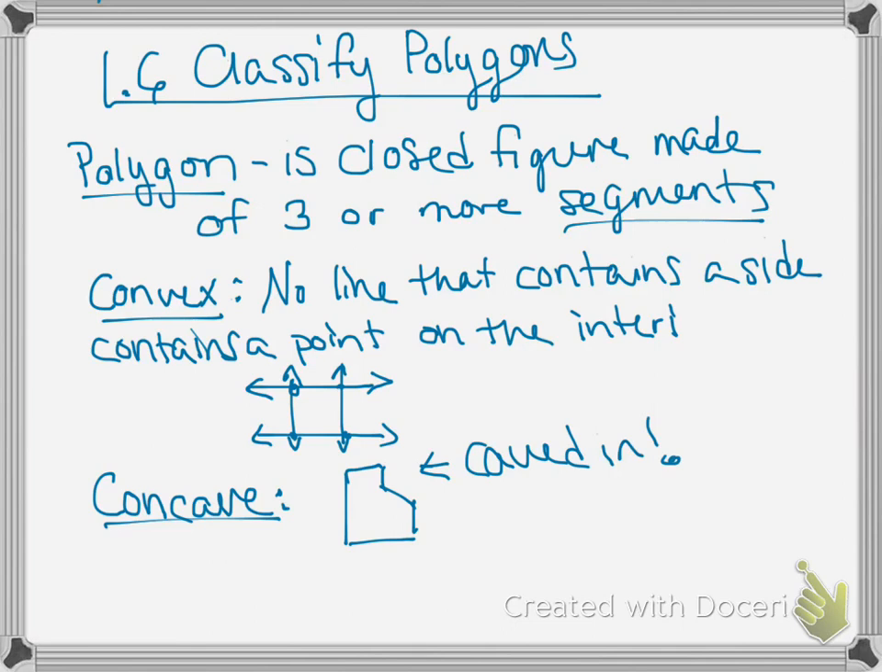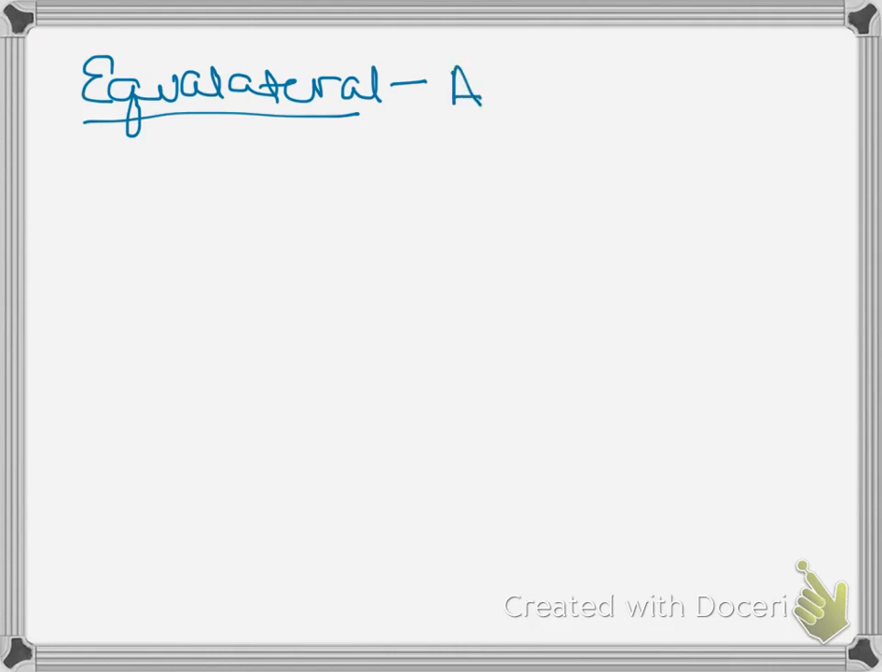All right, let me clear this. So the other three things I want to go over are equilateral, equiangular, and regular. So equilateral. So you guys probably have heard of this word when we talk about triangles. And an equilateral triangle is a triangle where all sides are congruent. Okay, so an equilateral polygon, same thing. All sides are congruent. I'm going to use my shorthand here.